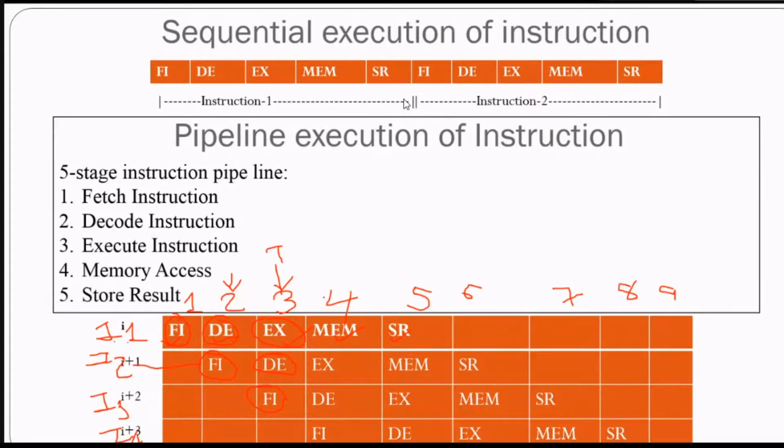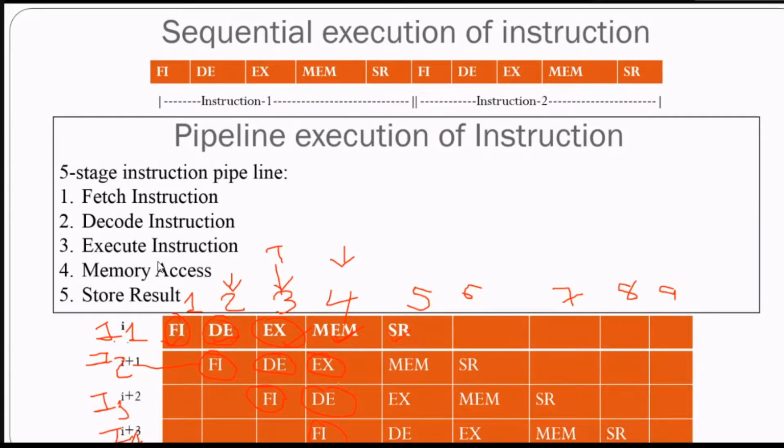Same way, at the fourth minute, what will happen? Fourth minute पे क्या होगा? आपकी जो पहली instruction होगी वो कौन से stage में होगी? मेमोरी स्टेज में, मेमोरी एक्सेस स्टेज में. आपकी दूसरी इंस्ट्रक्शन होगी वो कौन से स्टेज में होगी? एग्जीक्यूशन में. This is next instruction. Third instruction is there in decoding phase, and then your fourth instruction will be there in fetch instruction.